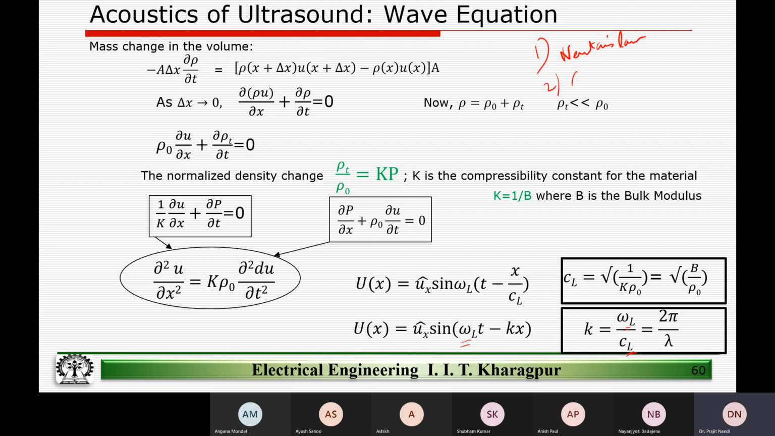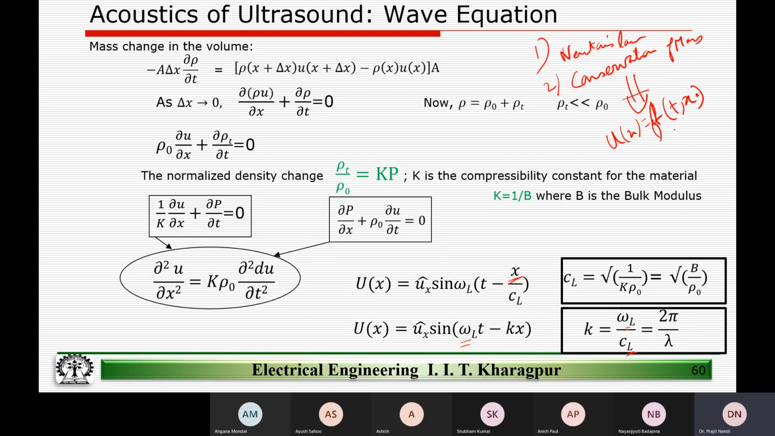Second, we used conservation of mass, right? So from these two basic principles, we derived u(x,t), which is a function of time and x here, and of course it also depends on the characteristics of the material properties, the fluid properties, right?